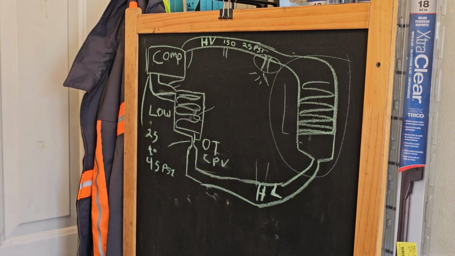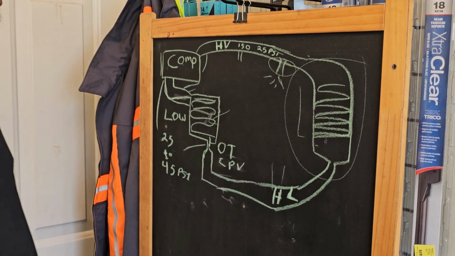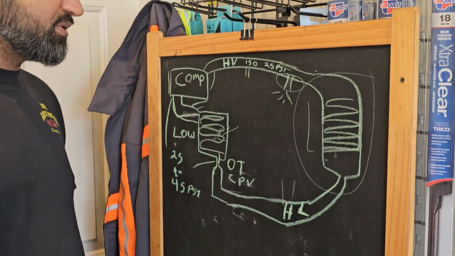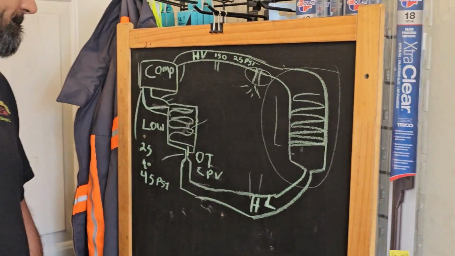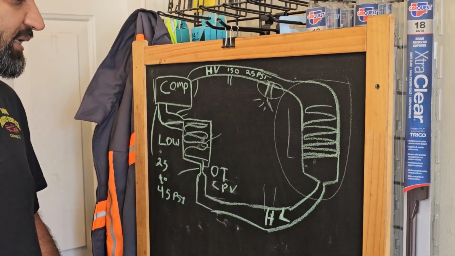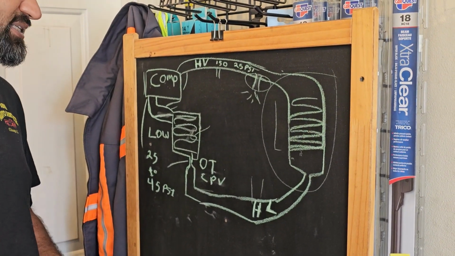The compressor is belt driven on most cars except for electric and hybrid cars. And this is a basic understanding of how our AC system works.